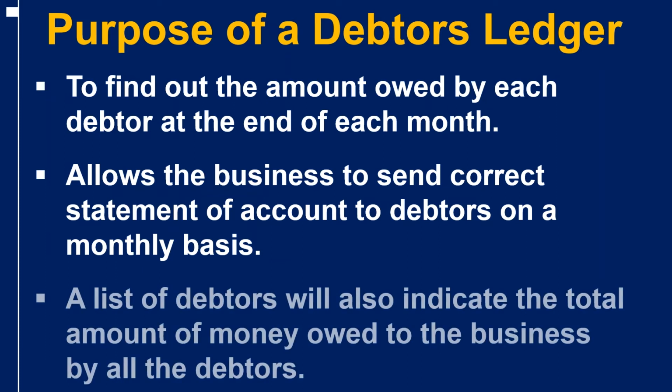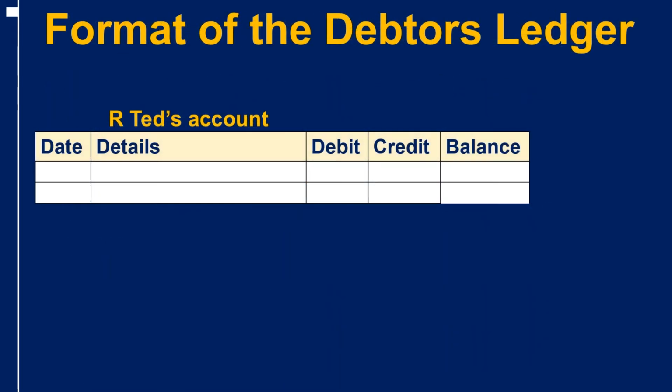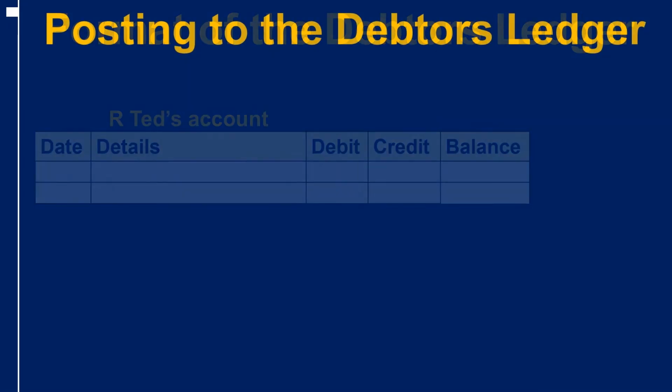And lastly, a list of debtors will also indicate the total amount of money owed to the business by all the debtors. The debtors ledger consists of 3 columns: 1 for debit transaction, 1 for credit transaction, and 1 for the balance. The accounts of debtors are balanced after each transaction. Let us now look at how to post to the debtors ledger.